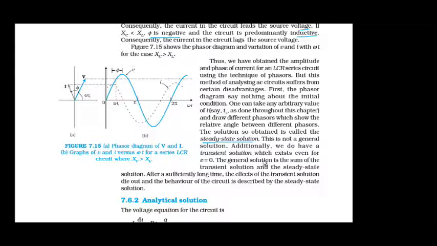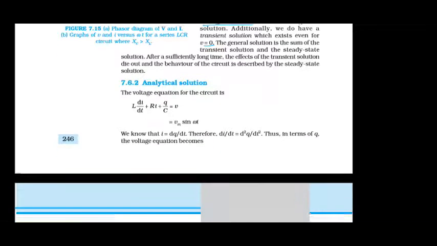Additionally, we do not have the transient solution, which exists even for v equal to 0. The general solution is the sum of the transient solution and the steady state solution. After a sufficiently long time, the effect of the transient solution dies out and the behavior of the circuit is described by the steady state solution. Now, this was the phasor analysis.